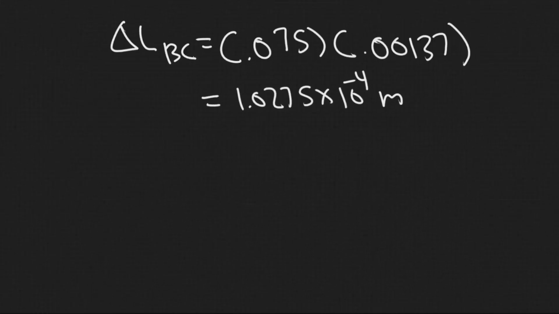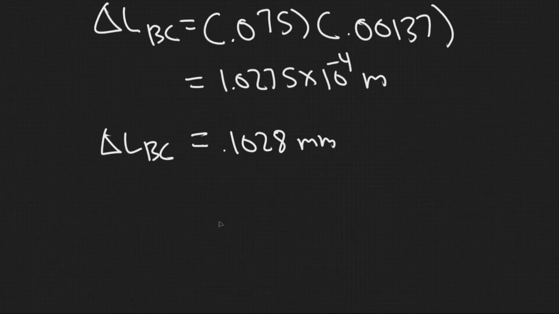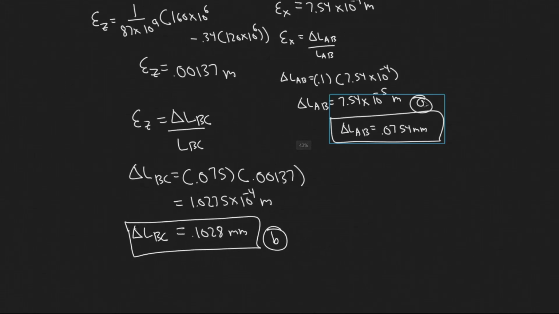And then, obviously, once again, I want to convert this into millimeters just to make it a little nicer. It's going to be 0.1028 millimeters. Awesome. So we have delta LBC right here, or the change in length of side BC. So this was what they wanted in part B. Cool. So now we have the change in length for part A and part B.